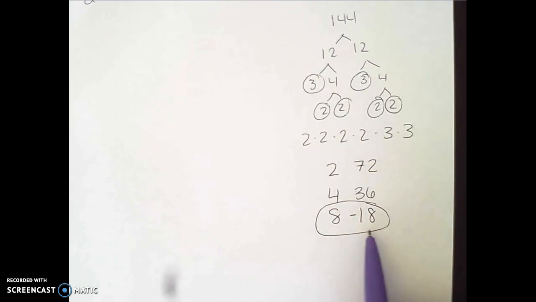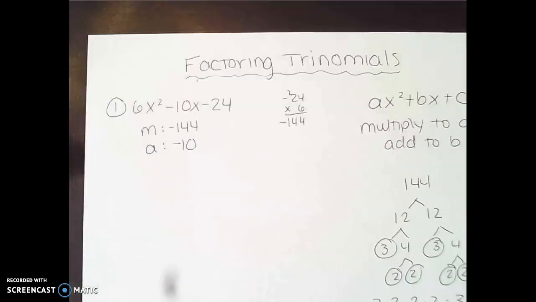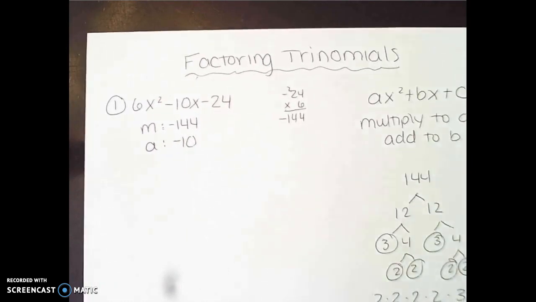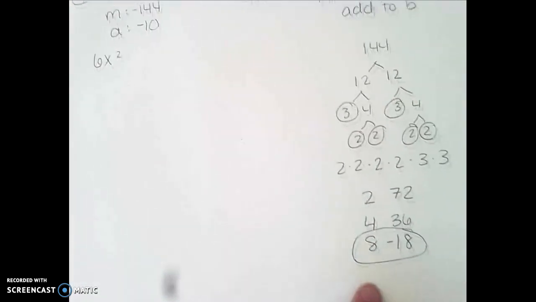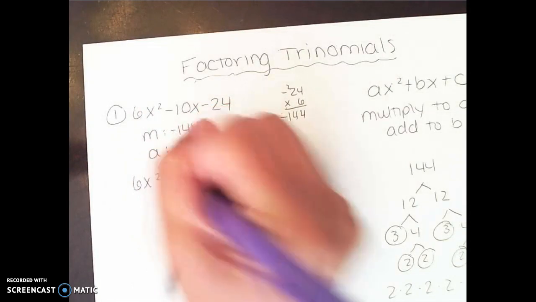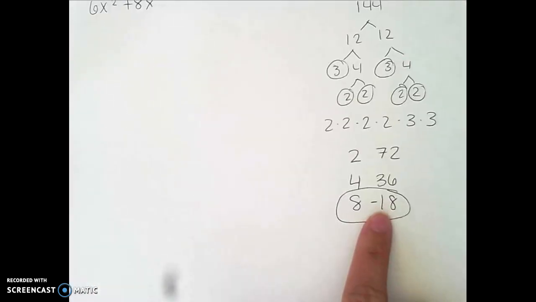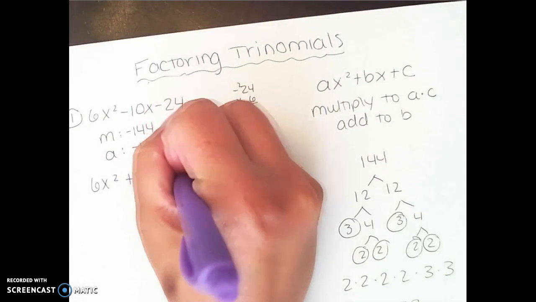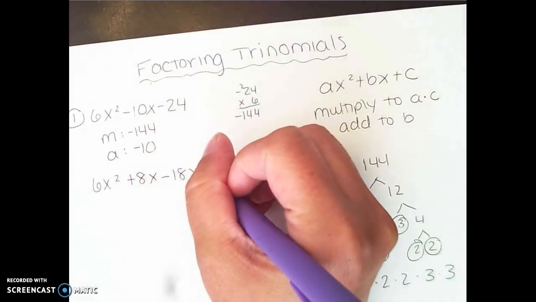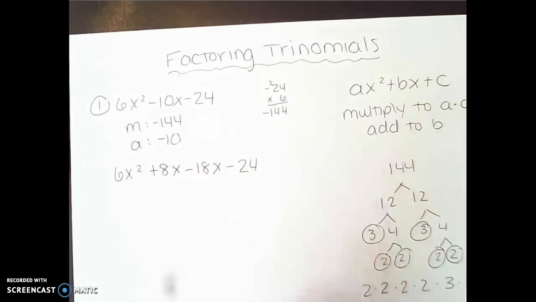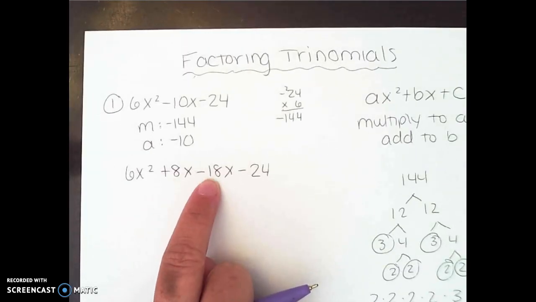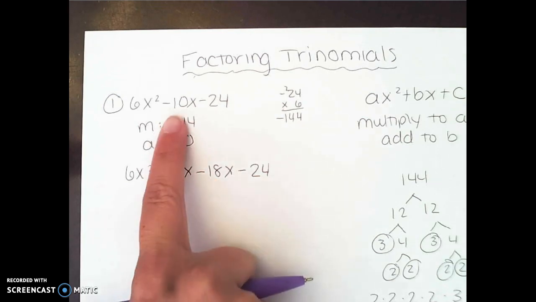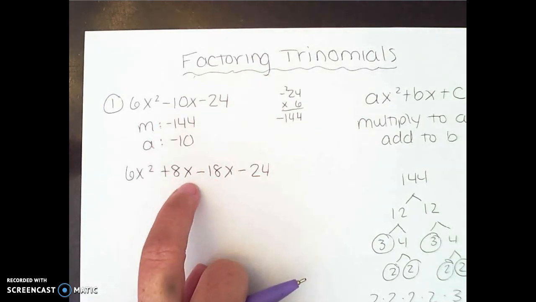So these are the 2 numbers that we're going to use to create 2 new middle terms instead of that negative 10x. So I'm going to bring down my 6x squared. And then I'll take that positive 8, and it's going to be a positive 8x. And then the other number was the negative 18, will be a minus 18x, and then bring down that negative 24. So again, the whole idea is that if I simplify this, 8x minus 18x is going to give me the negative 10x that I started with. So this is an equivalent expression.